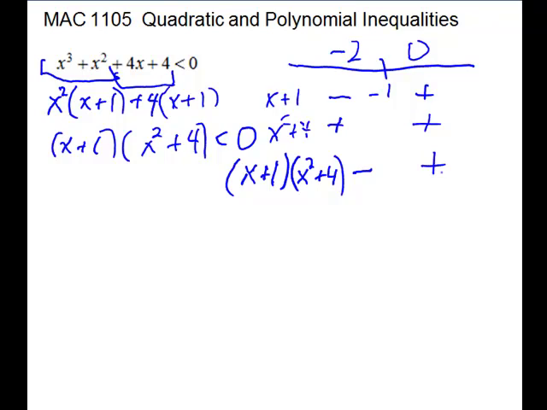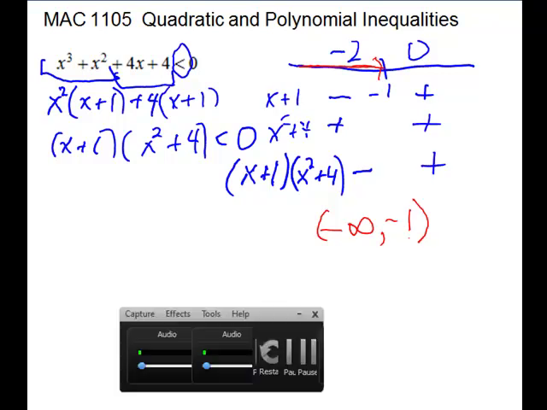Right? Look at your inequality, and you want the part that is less than 0. So on our number line, the piece we want is here. There is no equals, so it will be parentheses. So it should be from negative infinity to negative 1 with parentheses for your interval notation.